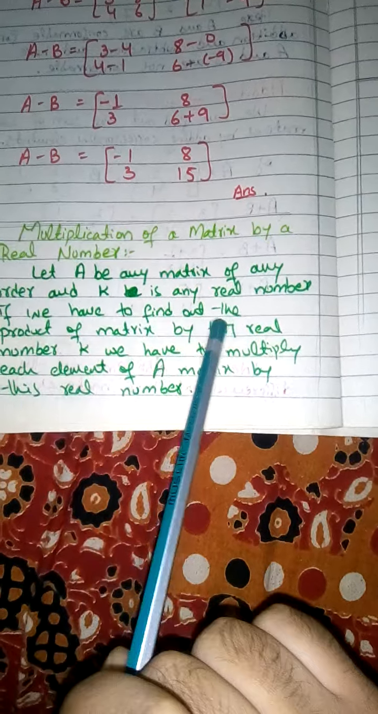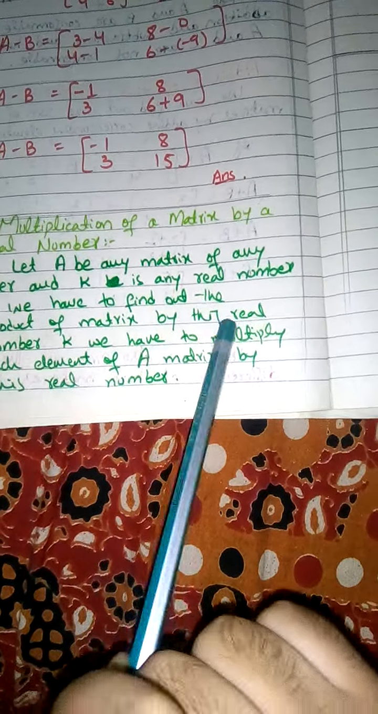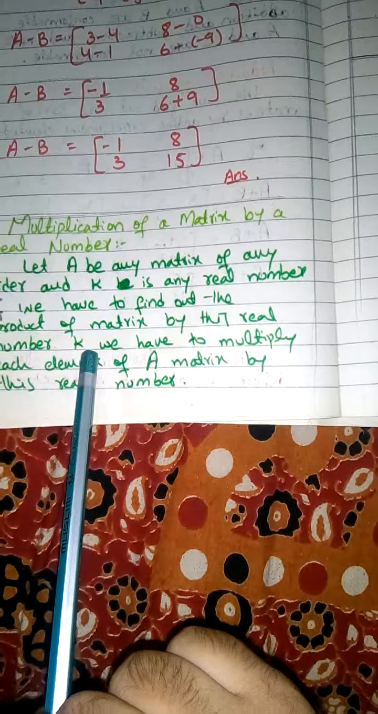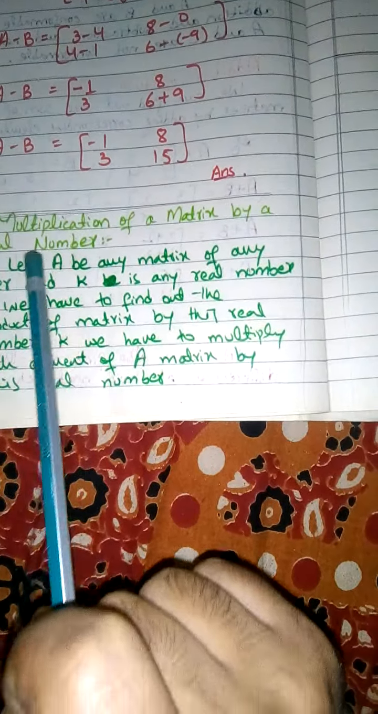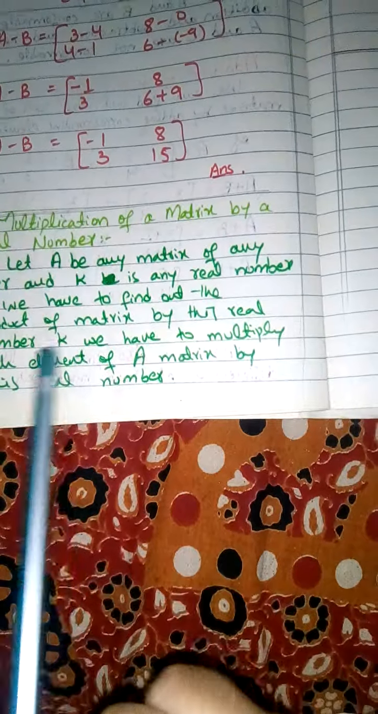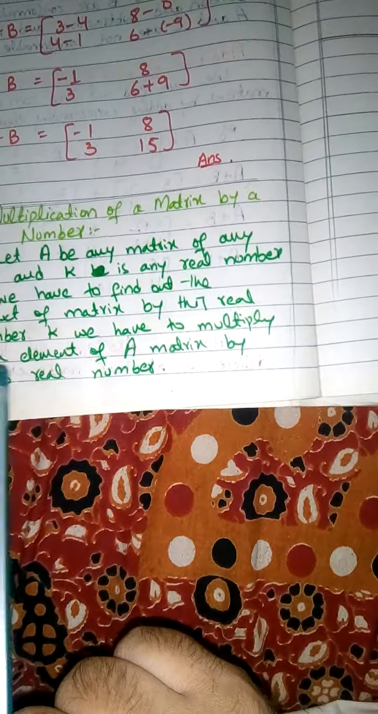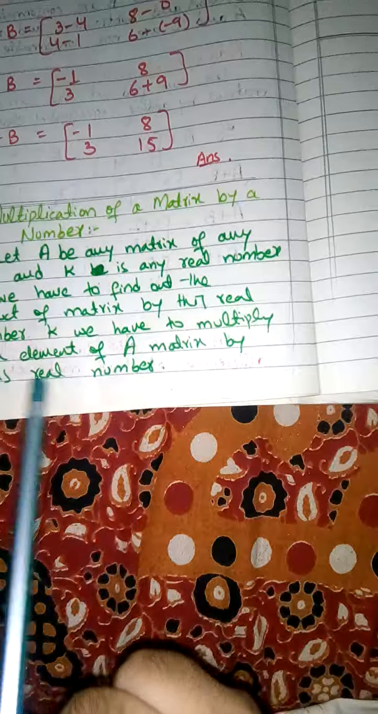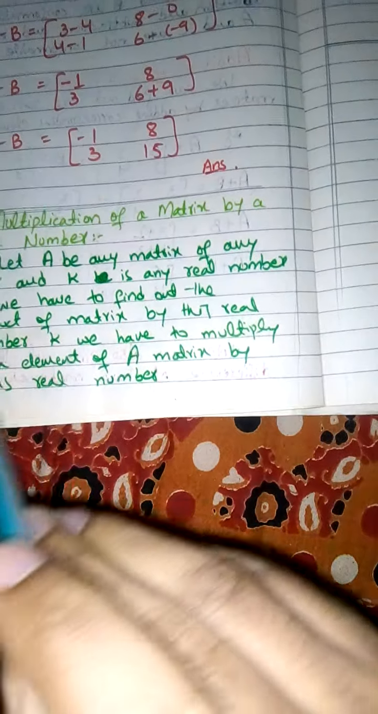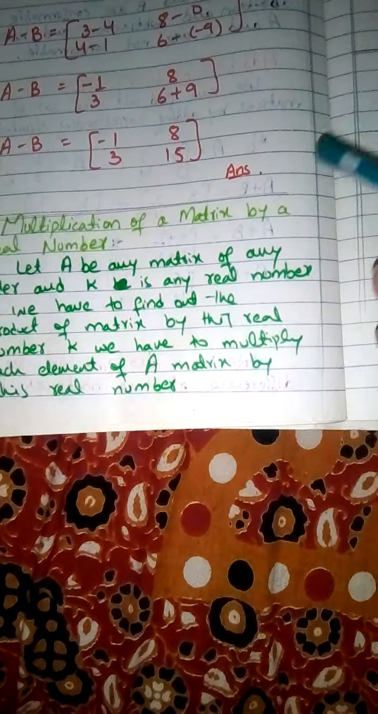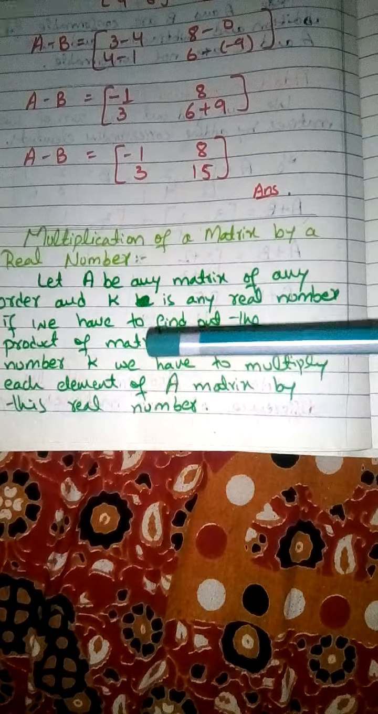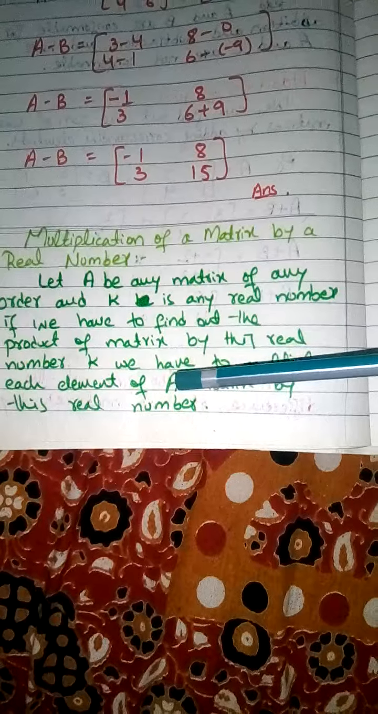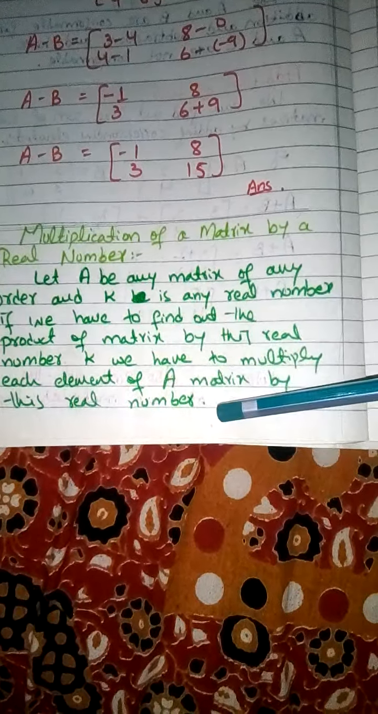If we have to find the product of matrix A by this real number K, we have to multiply each element of matrix A by this real number. That is, if you want to find the product of a real number with a matrix, you have to multiply each and every element of the matrix with that real number.